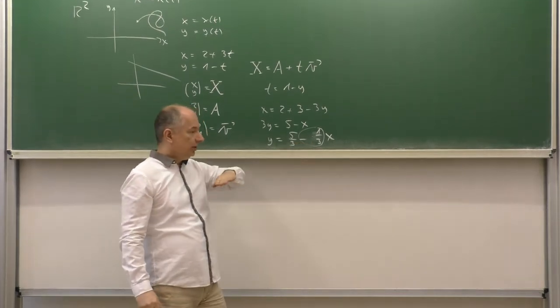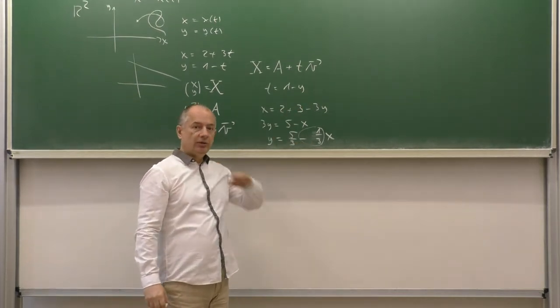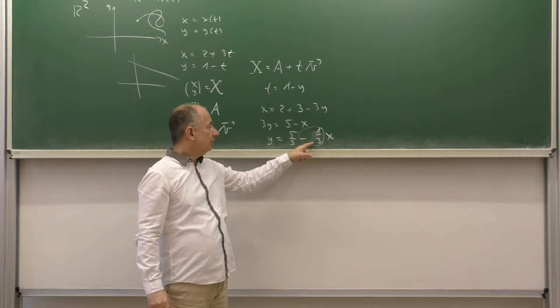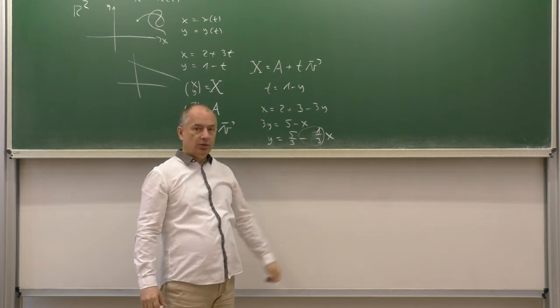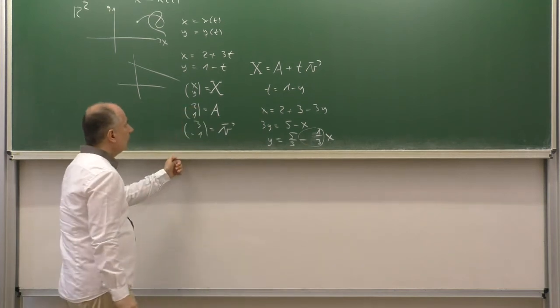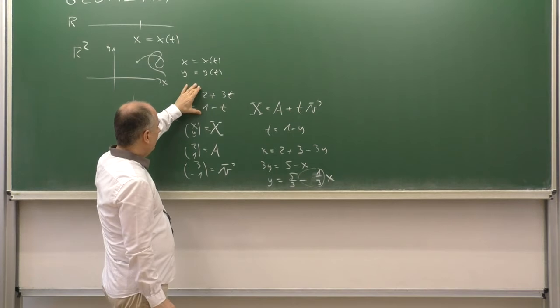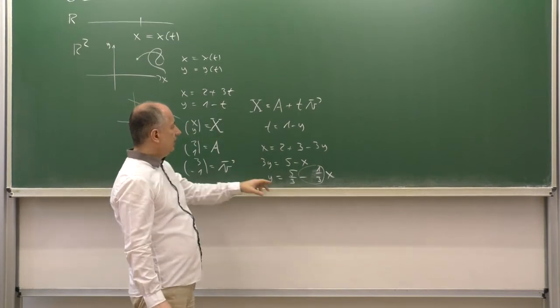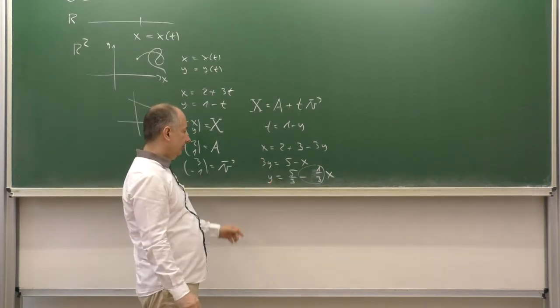If the slope is positive, it is an increasing function, it goes up, and if the slope is negative, it goes down. So that was the parametric equation of a line, and this is the slope equation of a line.